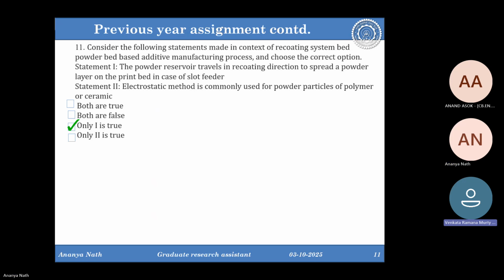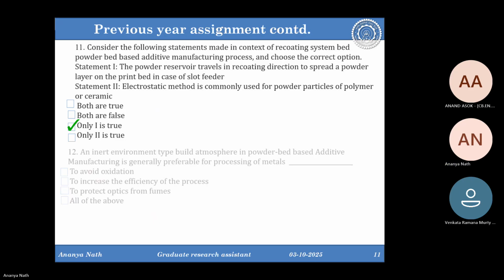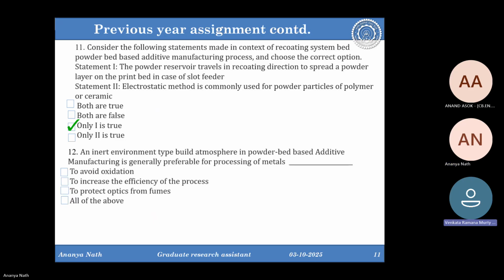To spread a powder layer on the powder bed, the powder reservoir means the kind of recoater which is connected to the powder hopper. Through the recoater, the powder is coming. So that system. Only one is true. And anyway, the polymer cannot be electrostatically charged, so the electrostatic method cannot be used. It's not conductive.